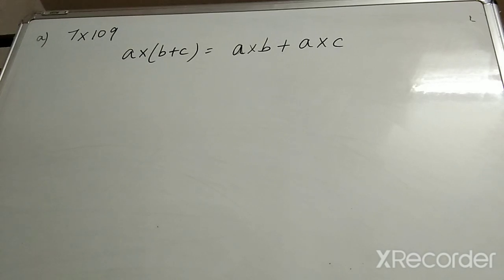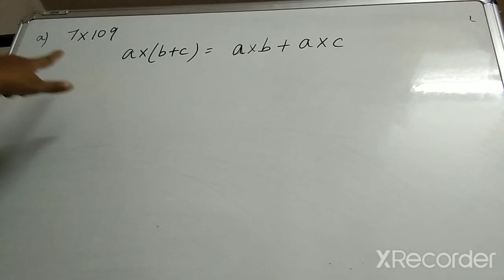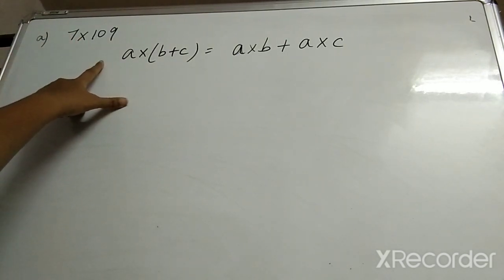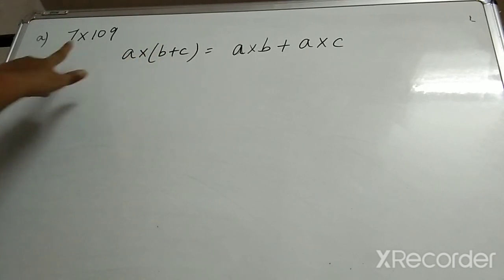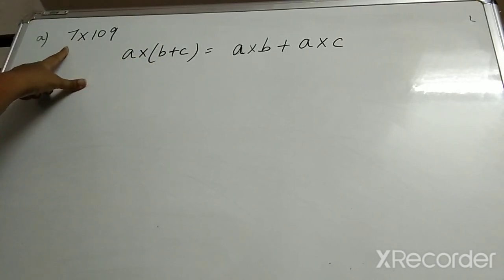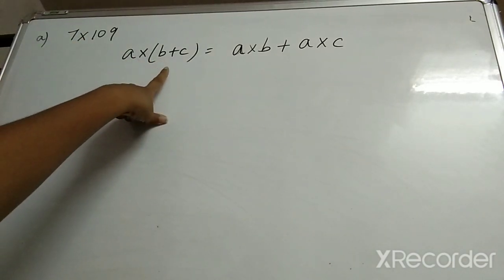Now, look at this sum. 7 into 109. Here we are using our distributive property over addition. A into (B plus C) is equal to A into B plus A into C. That is our distributive property. Now, this question we have to write in the form of A into (B plus C). For that, A is this 7. This 109 I am writing in the form of B plus C.